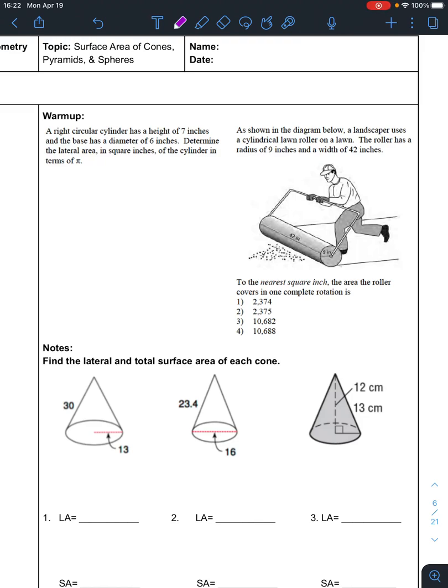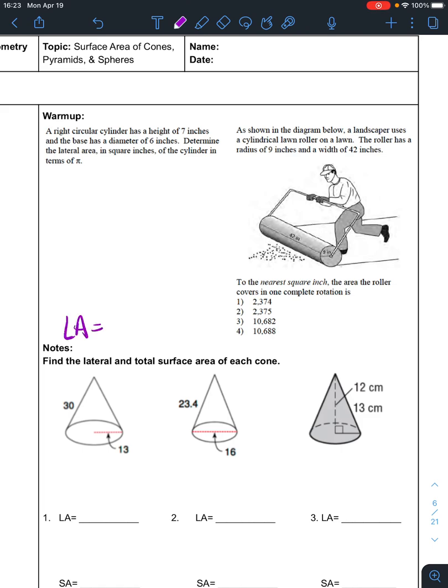So in this lesson, we're going to focus on finding the lateral area and surface area of cones, pyramids, and spheres. Remember that area is, we want to paint the surface, or wrap the surface in paper. Lateral area is your lateral faces, and then your surface area includes the bases. So the lateral area of a cone is everything except for the circle.